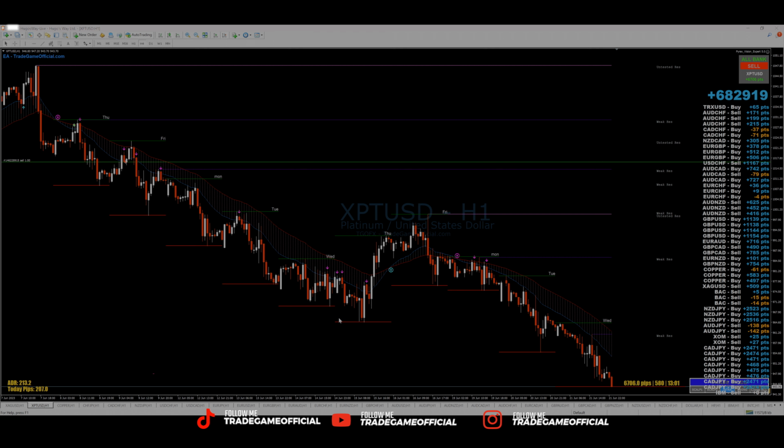This is why y'all got to be careful what you listen to. Okay, so simply, let's turn the candles off, but simply following the ribbon and entering where I entered at, you can see where I'm at in this trade, right? And I got 600 and something pips. So y'all could just see where I'm at right now, right?